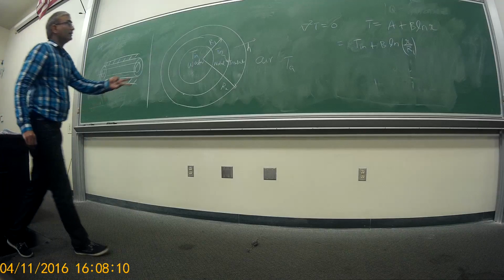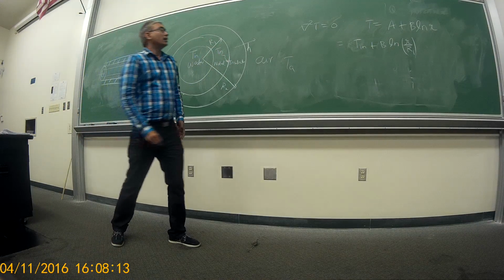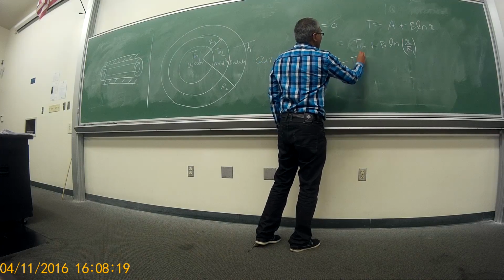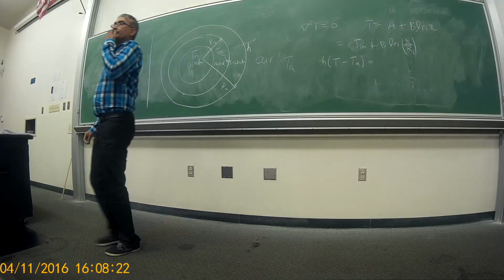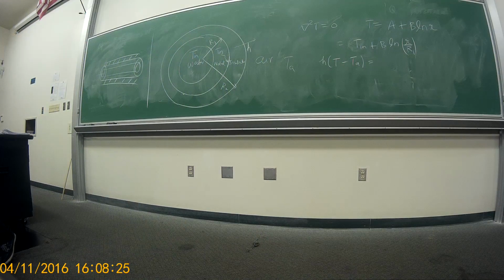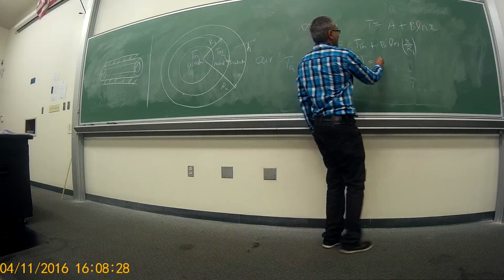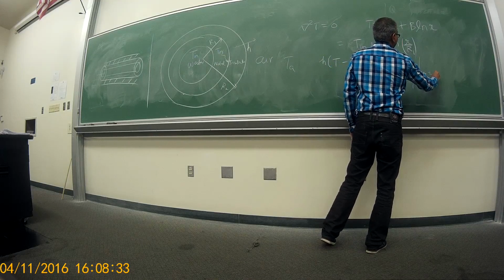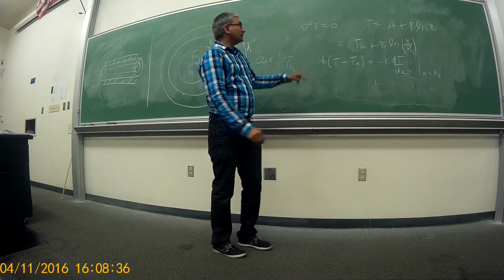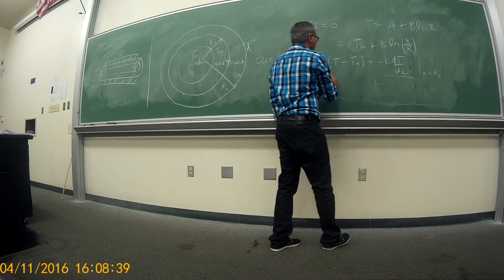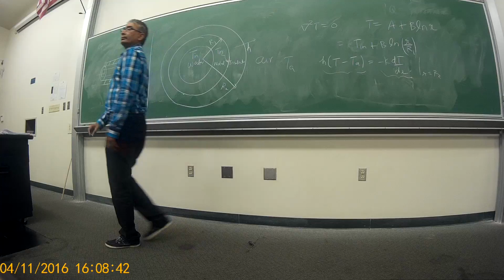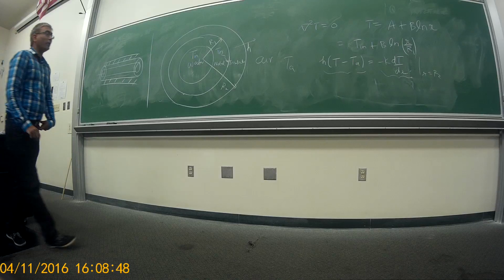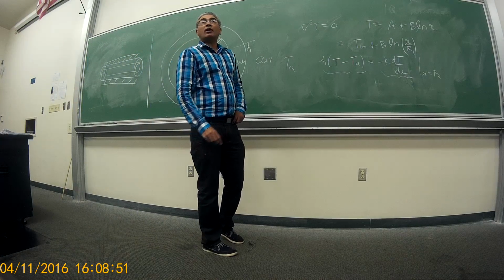Not T in. The temperature at this boundary, which is T. So H times T minus T air equals negative K dT dR. Very good, excellent. Everything at R equals R2. Right? The heat that goes to the boundary from conduction leaves by convection. Seems familiar? A little bit? Good. Alright, so now we just have to put everything in.